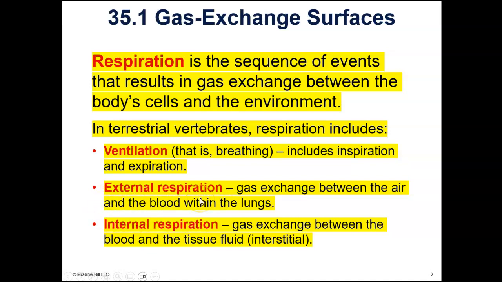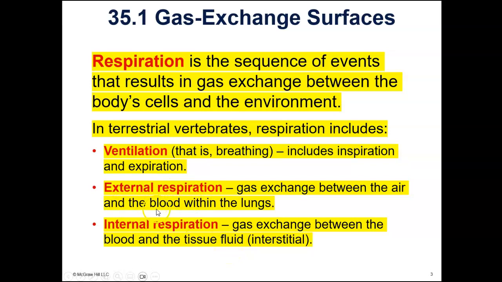External refers to gas exchange between the blood and the lungs. So there are blood capillaries that surround the little air sacs of the lungs called alveoli, and it's the exchange of oxygen and carbon dioxide between those little tiny blood capillaries and the little tiny air sacs of the lungs. Then internal respiration is between the blood and the tissue fluid or the tissue cells.